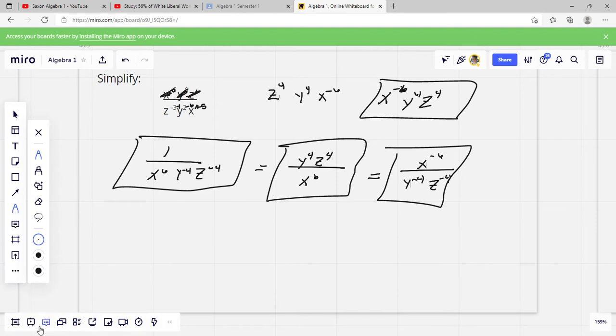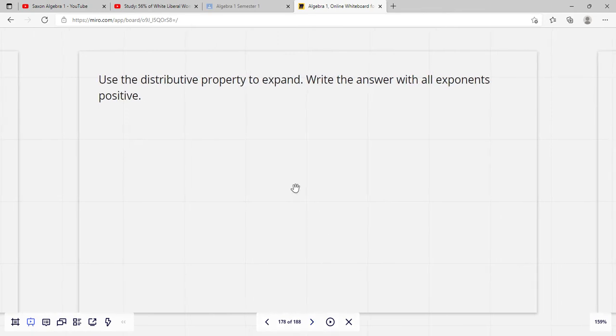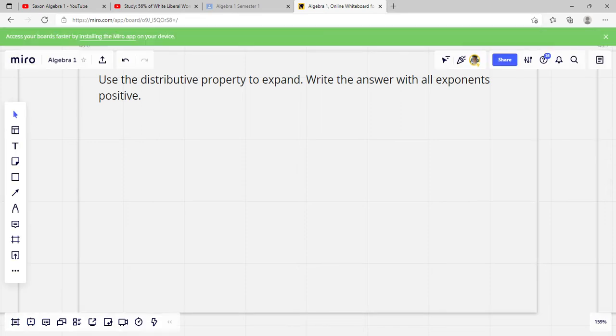All right, the next one asks us to use the distributive property to expand, and we want to write the answer with all exponents positive. So here's our problem, and this is 40.6. Whenever you see distributive property, that just means rainbow.